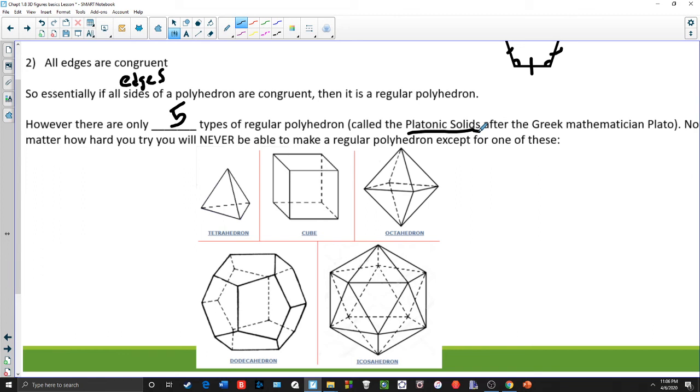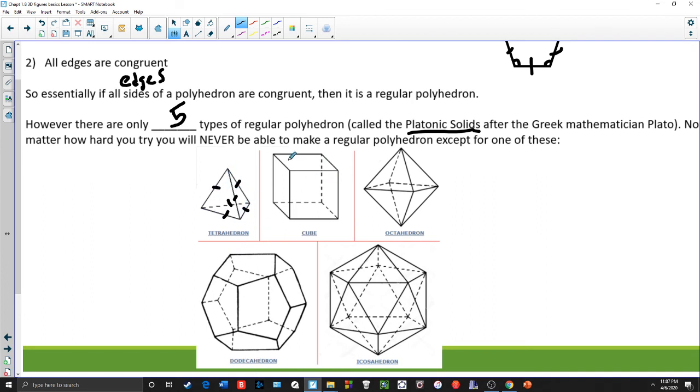And so once again, no matter how hard you try, there are only 5 regular polyhedrons you can actually make. There's the tetrahedron, which is basically a triangular pyramid where, again, all the edges are equal. Bottoms, tops, everything is equal there. And again, all the angles are equal in these faces here.